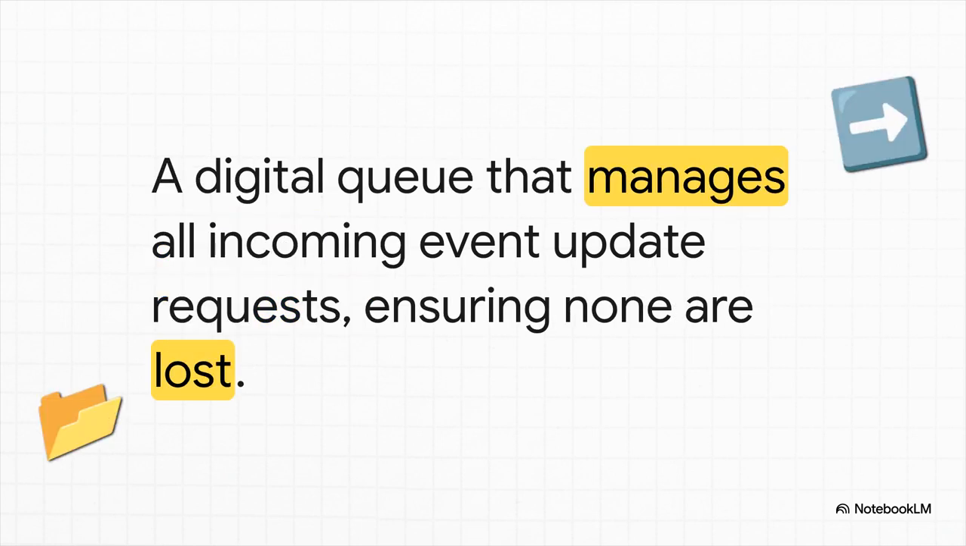Next is Amazon SQS, which stands for Simple Queue Service. Think of SQS as the system's super meticulous organizer. It takes every single update request and puts it into a nice, orderly line. This is so crucial because it means that even if 1,000 updates come in at once, none get lost. The system just works through them one by one.